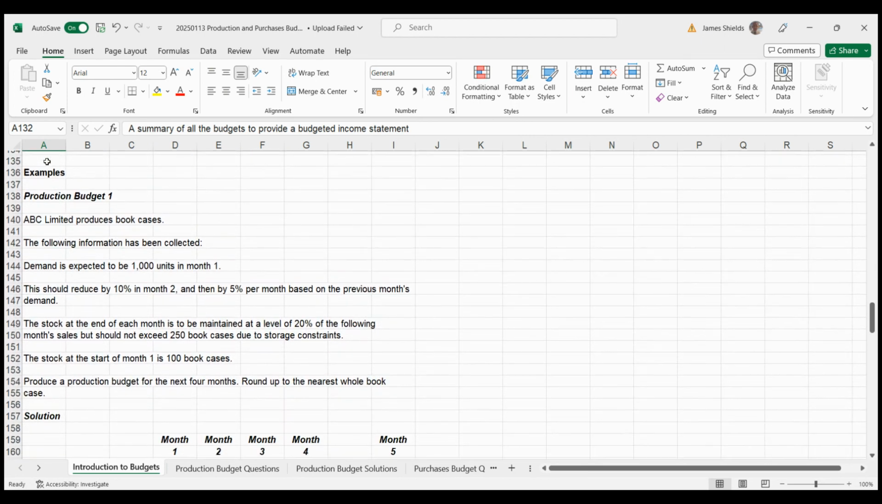Example now, I've got two examples for you now. So production budget number 1. ABC Limited produces bookcases. The following information has been collected.